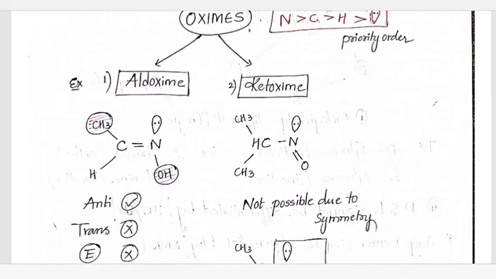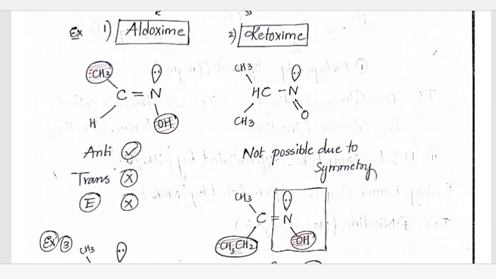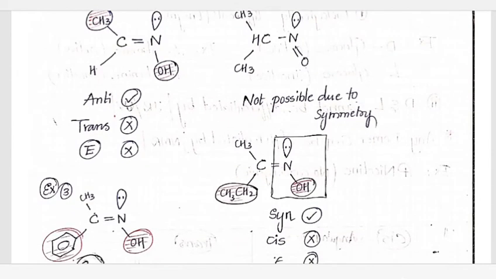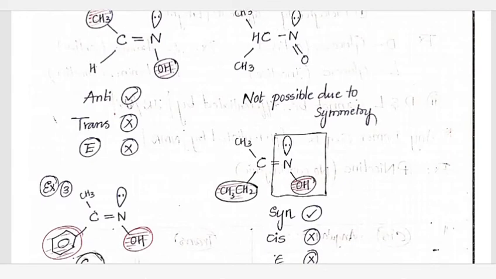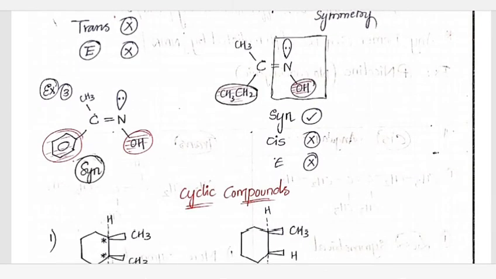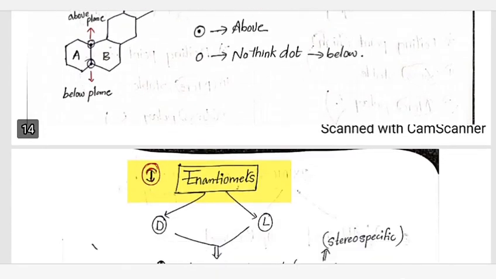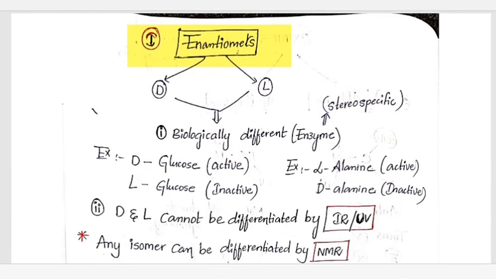And oximes will form aldoximes and ketoximes. For oximes we have to note them as the anti and syn forms. We should not note them as the trans and E forms, because it takes a lot of time. That's why I'm not saying how to notate all these things.